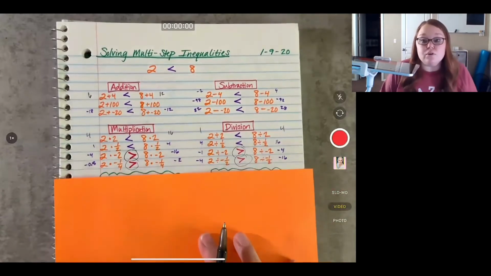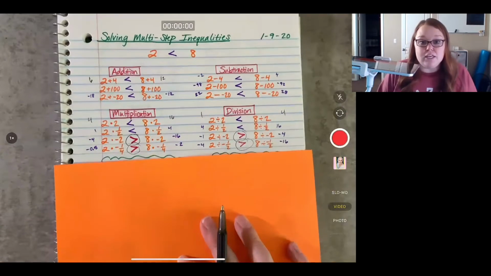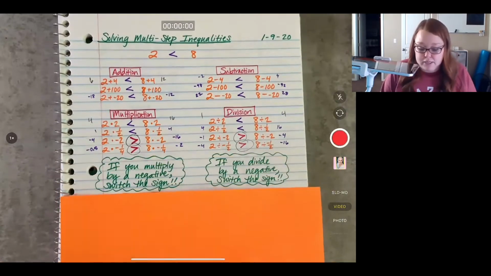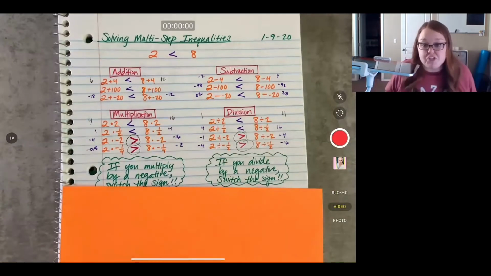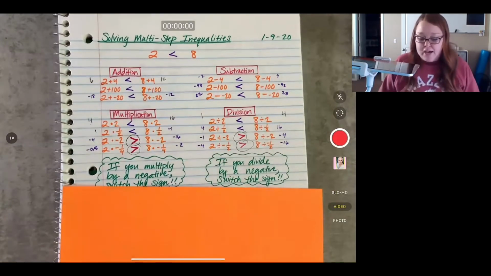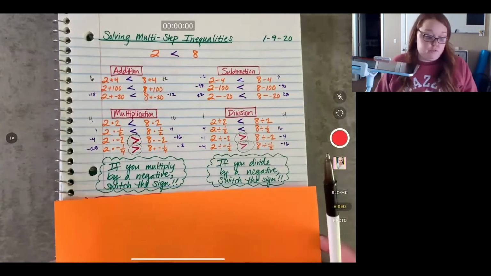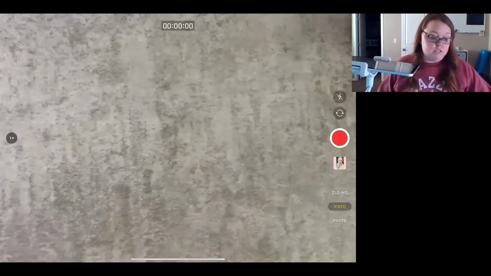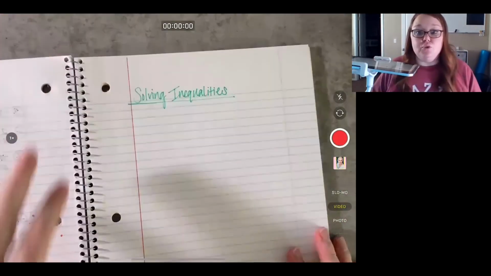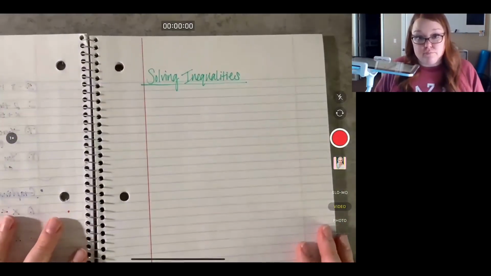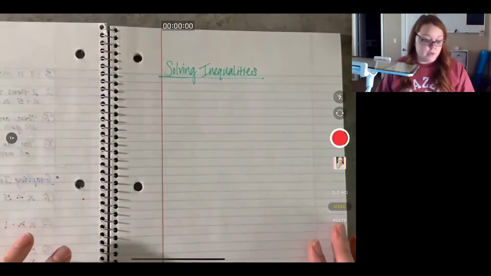So here's the moral of the story, my friends. If you multiply by a negative, you've got to switch the sign. If you divide by a negative, you've got to switch the sign. It doesn't matter when you add or subtract negatives. You don't have to switch the sign around. So that is the rule that we have to remember when solving inequalities. If you multiply or divide by a negative, you have to switch the sign. Okay, that's the biggest rule to remember.